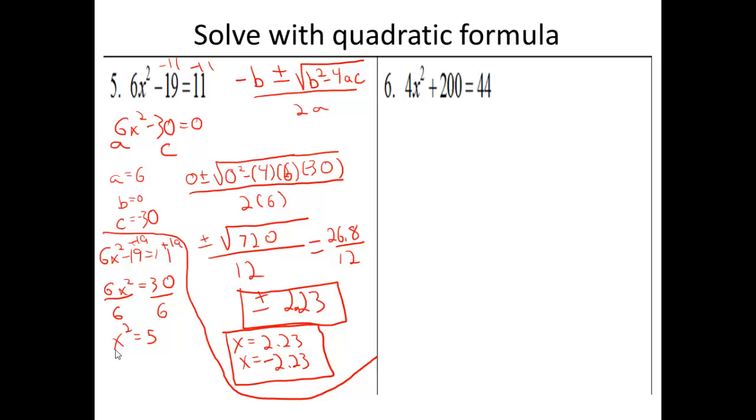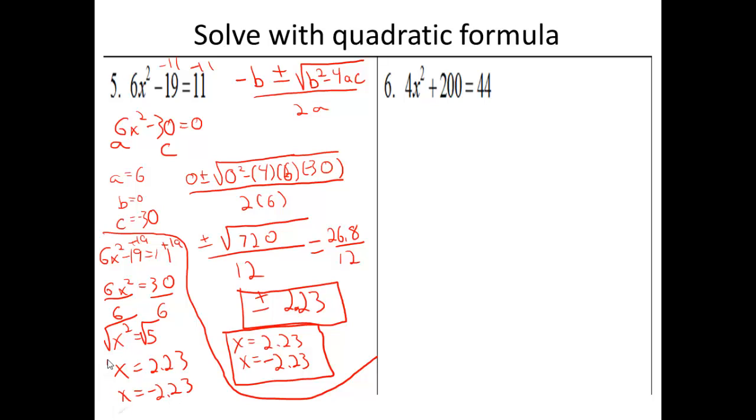Now, to get rid of a square or a second power, we need to take the square root. But if we take the square root of one side, we need to take the square root of the other side. So when we take the square root of 5, we end up with the same thing. But again, when you take the square root, you can either have a positive or a negative. So x can be equal to 2.23, and x can also be equal to a negative 2.23.